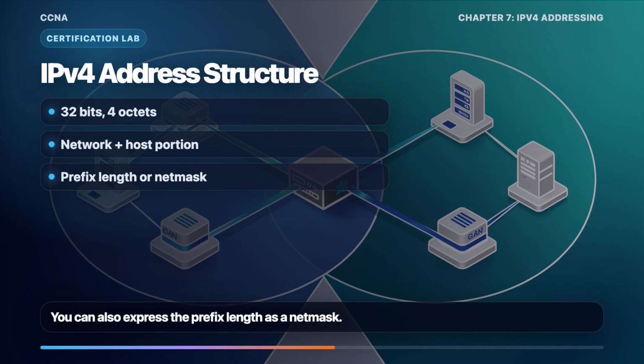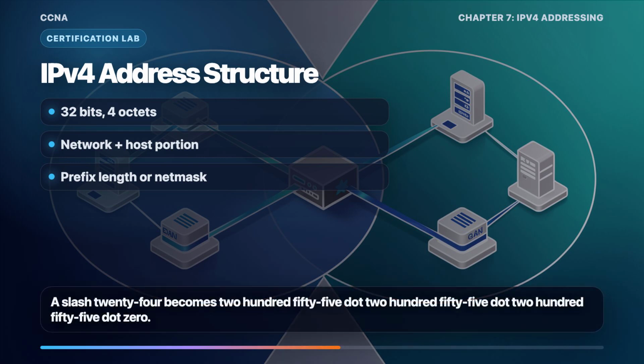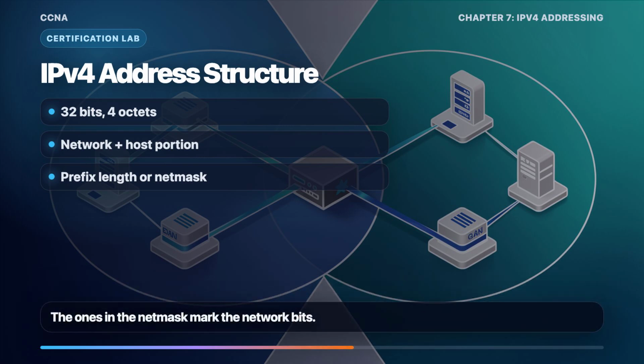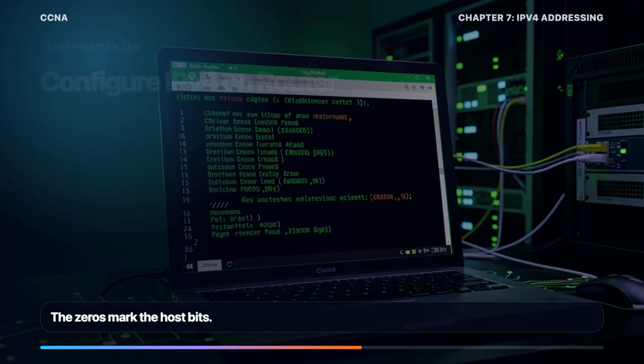You can also express the prefix length as a net mask. A /24 becomes 255.255.255.0. The ones in the net mask mark the network bits. The zeros mark the host bits.